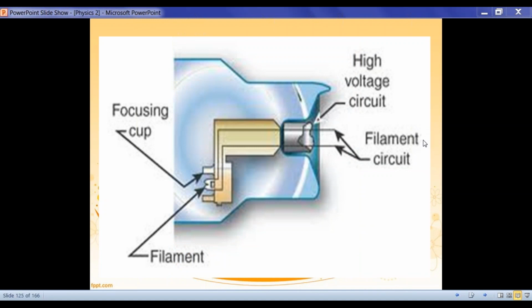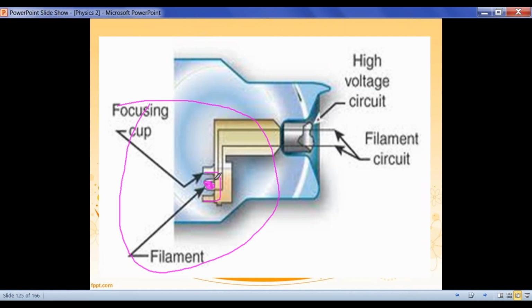So, ito po yung ating cathode side, yung negative charge ng ating X-ray tube. Ito po siya, ito po yung filament again. Ito po yung ating focusing cup. So, pag nag-init po yung ating filament, magpuproduce po siya ng electrons.